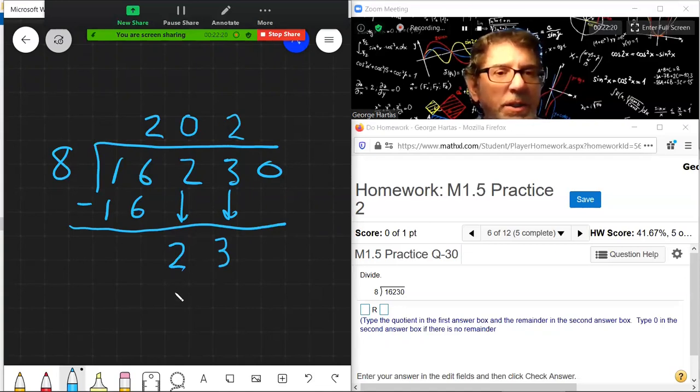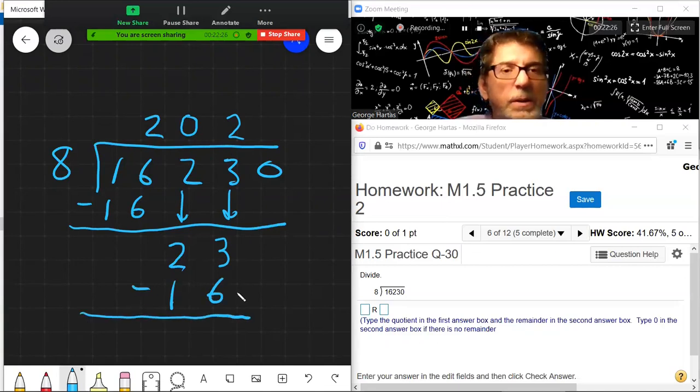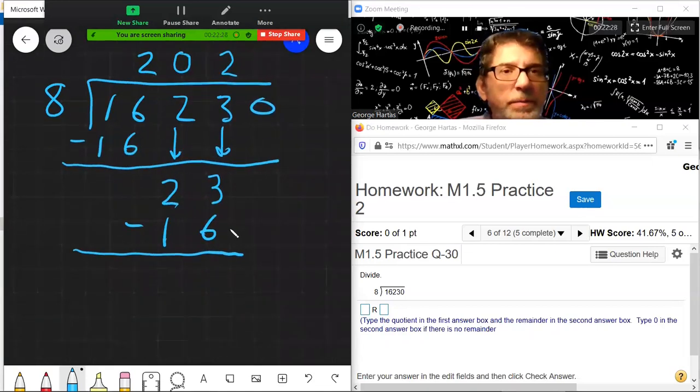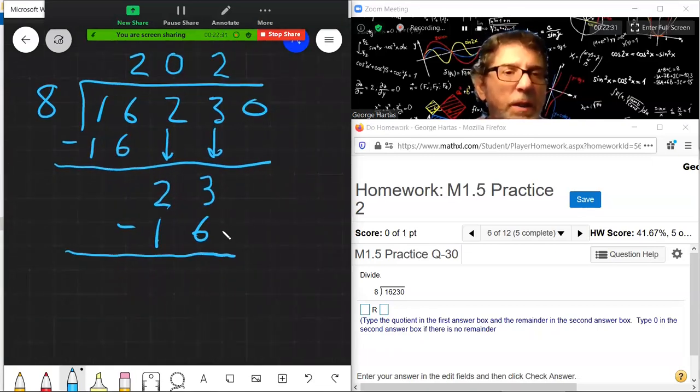2 times 8 is 16. All right, then we subtract. 23 minus 16 is 7. If you can do this in your head, do it in your head. If you cannot do it in your head, use the borrowing techniques. Now, the question is, are we done? Is that our answer? No, we're not done.